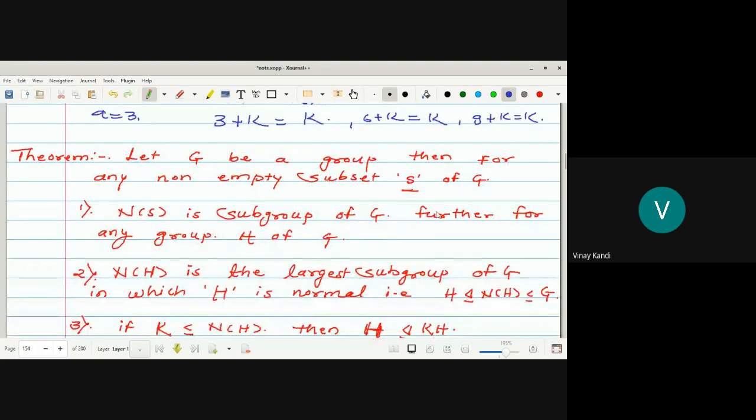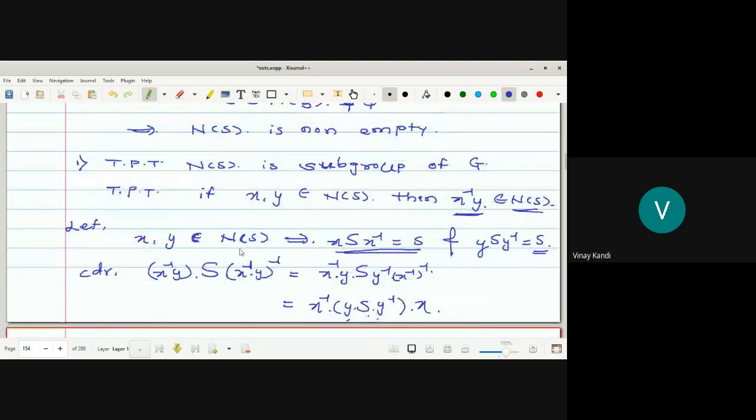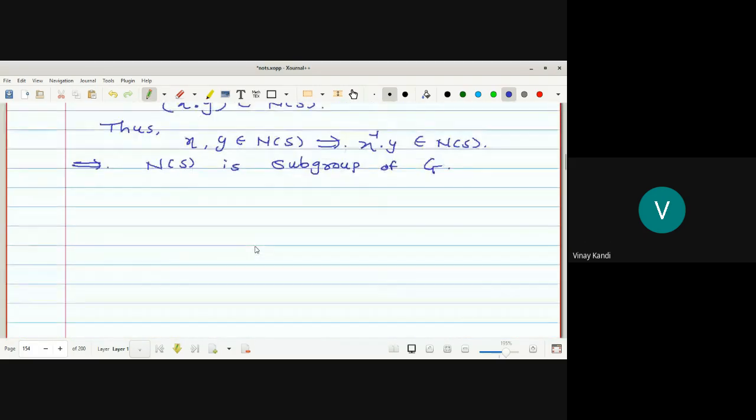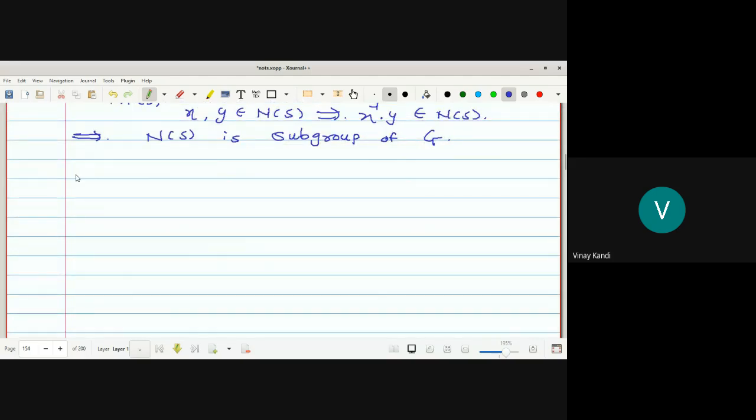And also further, for any subgroup H of G, that means the normalizer result is true not only for the set S but for that group also. So further write down: a subgroup is a subset, of course. Every subgroup is a subset. So this is true for any group also. So further, the result is also true for any subgroup of G.